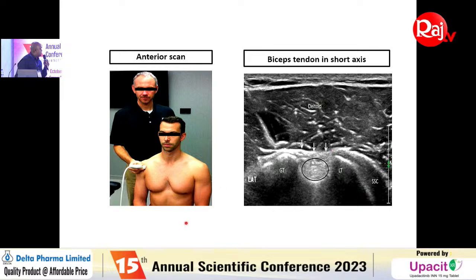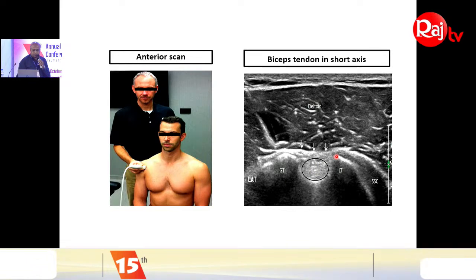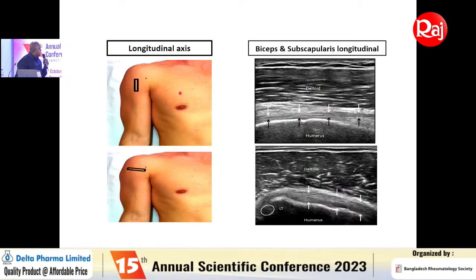This is the transverse scan showing the biceps tendon, the greater tubercle and the lesser tubercle. Then this is a longitudinal scan of the biceps tendon. If I put the probe in this position, in this space, the subscapularis muscle, in its longitudinal axis, will appear like this.